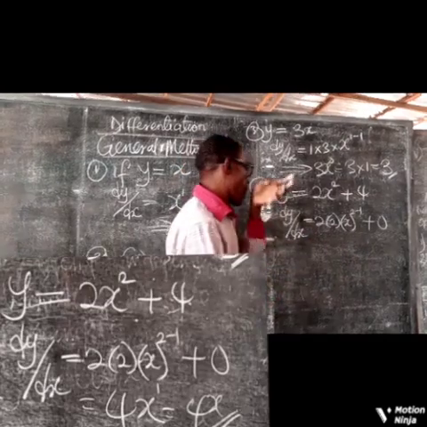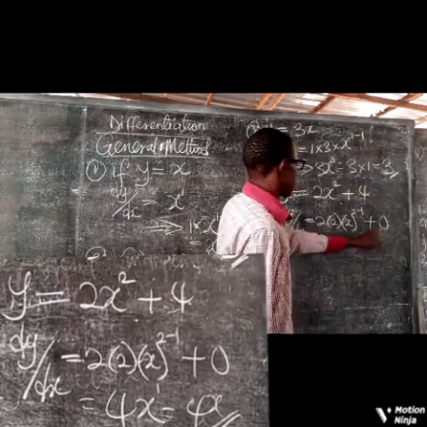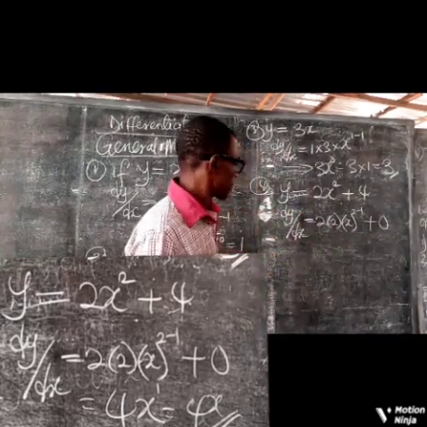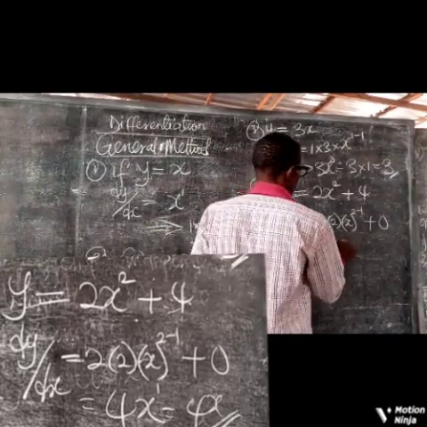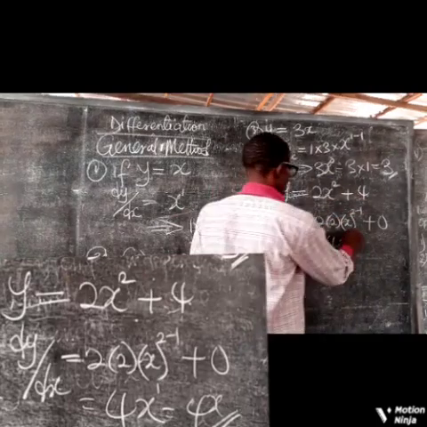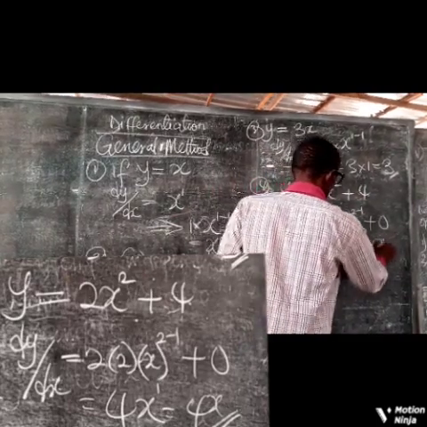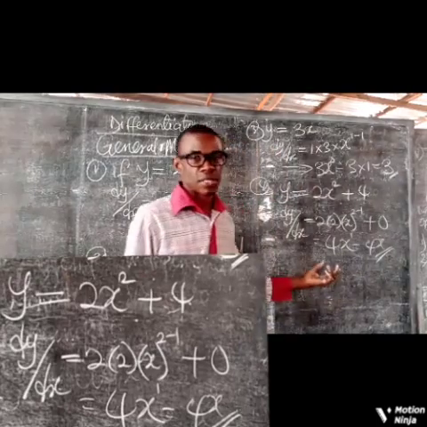Right. So we have this now. So what do we do next? 2 times 2 is 4. Then we'll be having 4x to the power of 2 minus 1, which is 1. It's power 1. It's equal to 4x. That's the final answer for this.